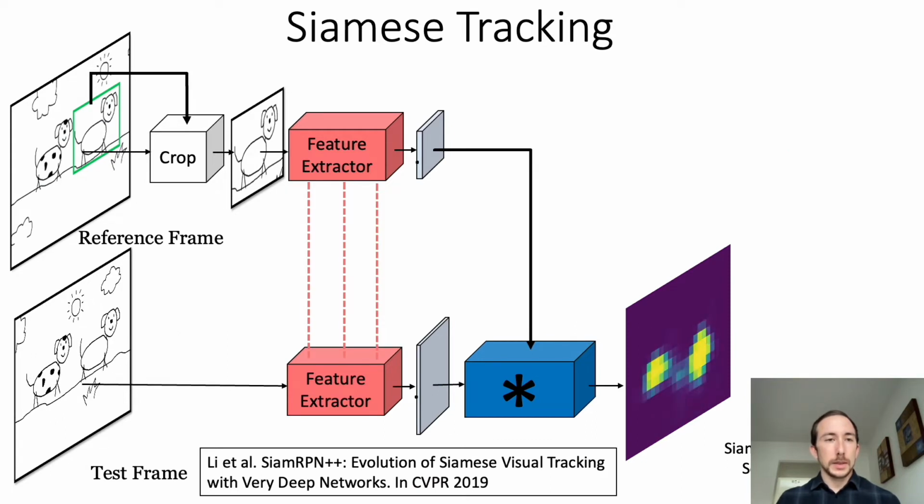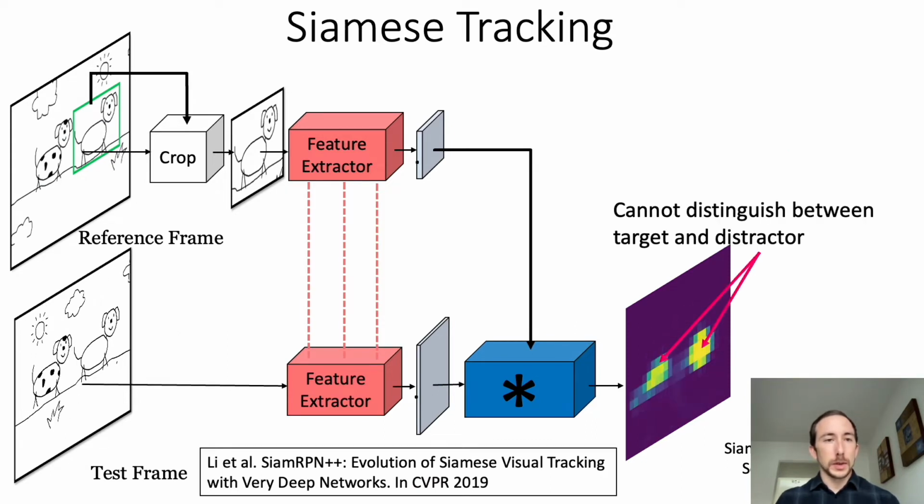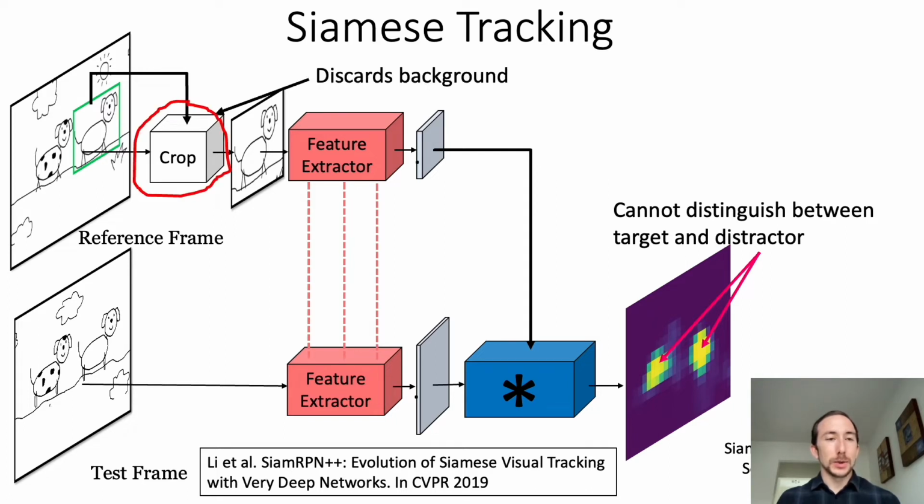In fact, Siamese trackers are not very robust, especially when you have similar objects in the background of your video. The reason for that is that we completely disregard the background in the reference frame. This cropping operation only keeps the target appearance, while we completely disregard very valuable information in the background that might also contain the distractor objects.